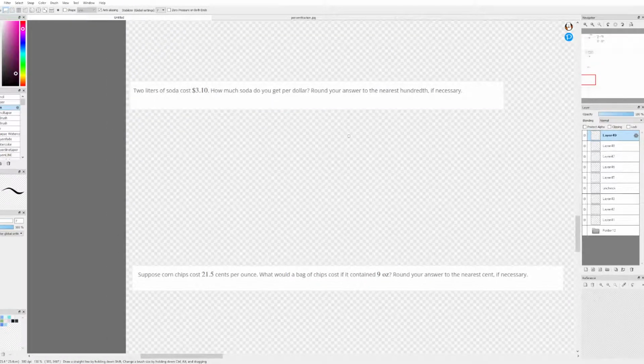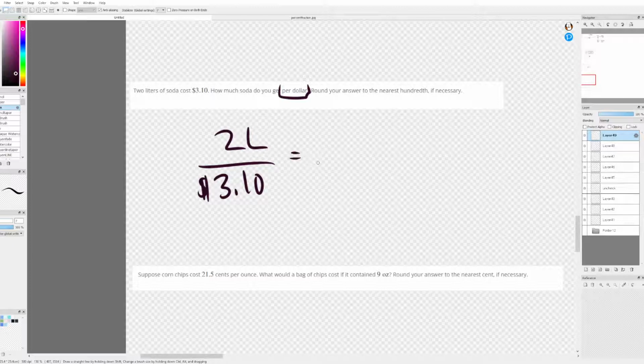The 2 liters of soda costs $3.10. How much soda do you get for $1? This one we want per dollar, per $1. So we'll put $3.10 on the bottom and 2 liters on the top. And then when you divide this, 2 divided by $3.10 is equal to 65 if we're rounding up. It's like 65 cents if we're rounding up.